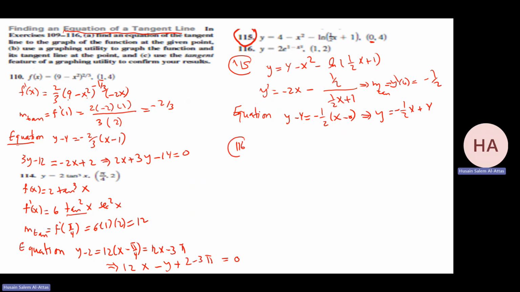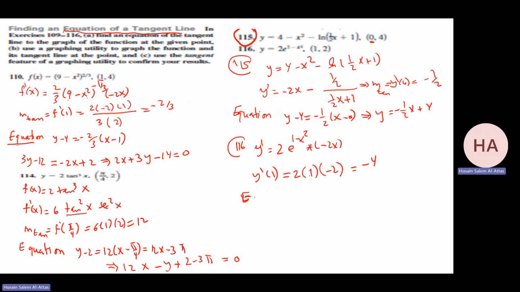116. Find the derivative. Y prime will be 2e to the power 1 minus x squared, times the derivative of this, minus 2x. I need to find y prime at 1. That will be 2e to the power 0, which is 1, times minus 2, and that is minus 4.